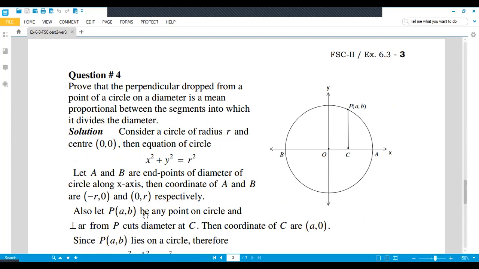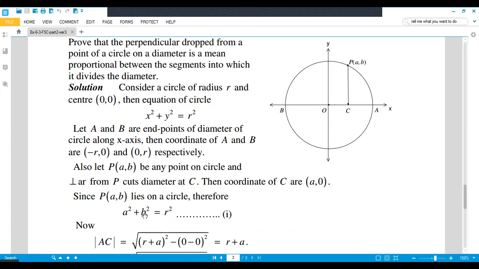Let P(a, b) be any point on the circle. From this point we drop the perpendicular, which cuts the diameter at point C. The coordinates of C are automatically x-axis a and y-axis 0. So the coordinates of C are (a, 0). Since P lies on the circle, therefore a² + b² = r².